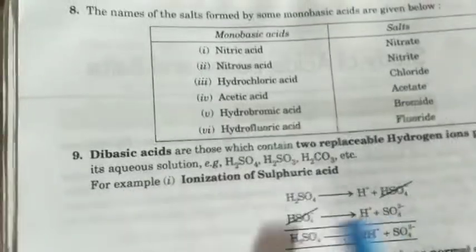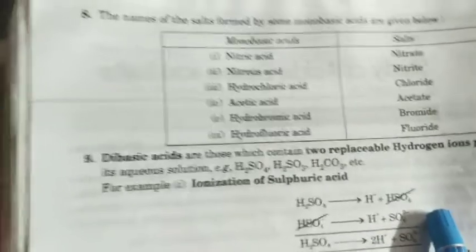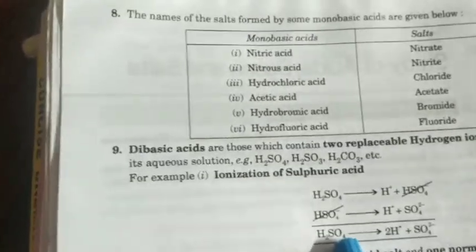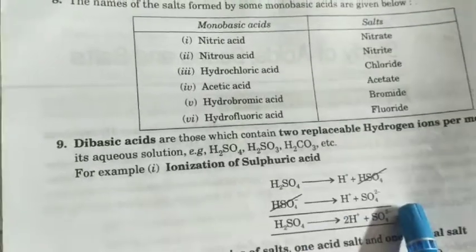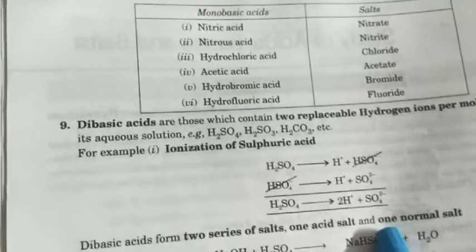Now the ionization of sulfuric acid is given here. H2SO4, when ionized, furnishes 1 hydrogen ion and a bisulfate ion. The bisulfate, when decomposed, forms a hydrogen ion and a sulfate ion. Here this cancels, giving 2 hydrogen ions and a sulfate ion.